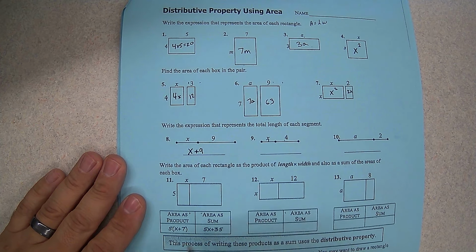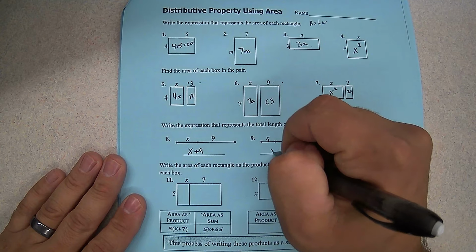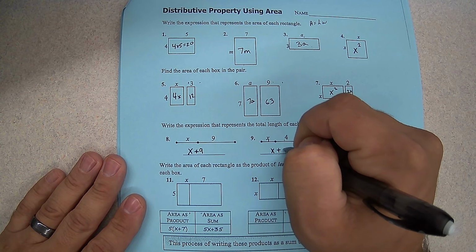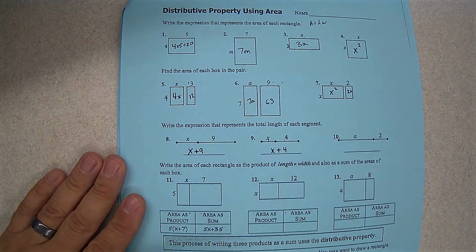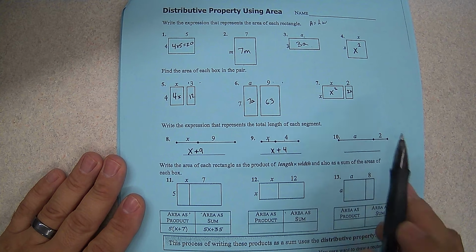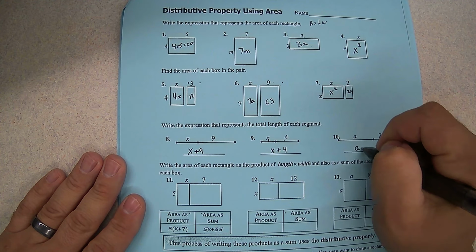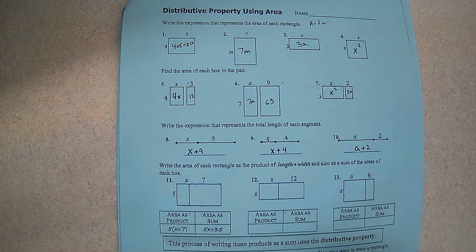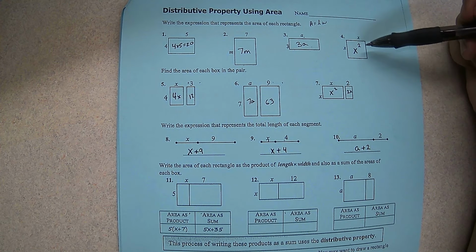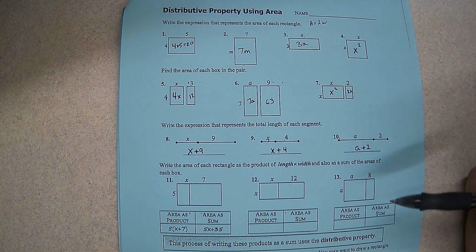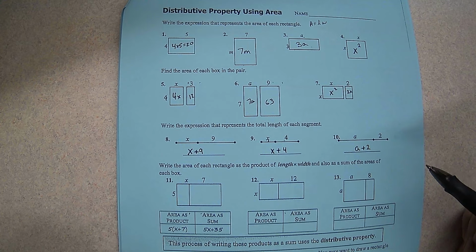This is x, this is 4. Put them together, add them, x plus 4. This is a and this is 2. Put them together, a plus 2. Now we're going to put everything that we've done so far into using what we call our distributive property.